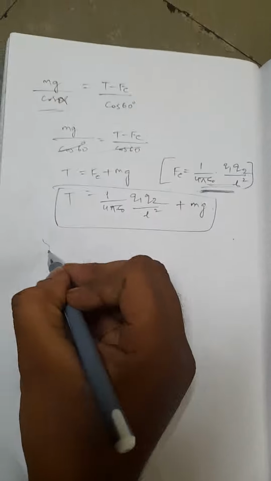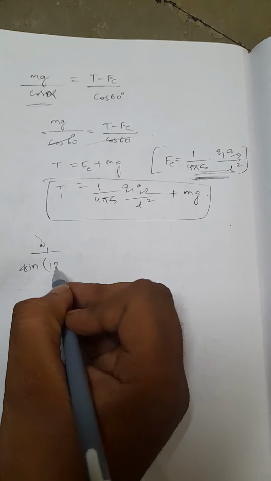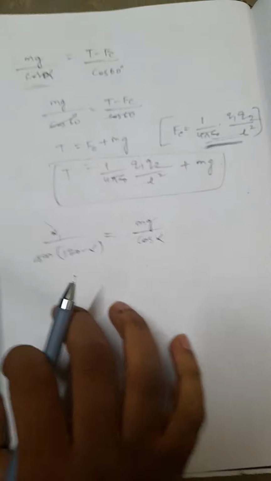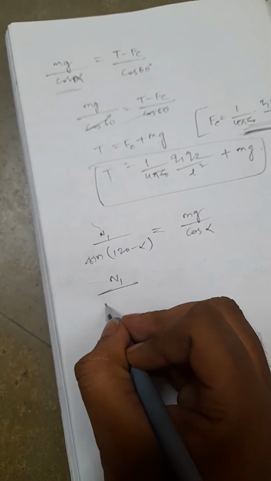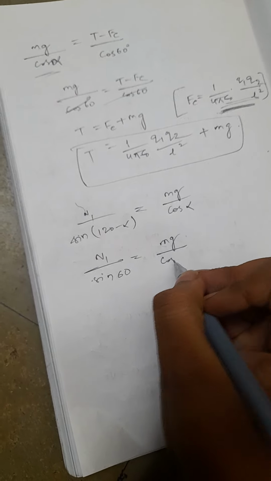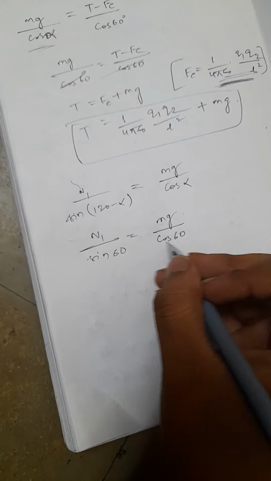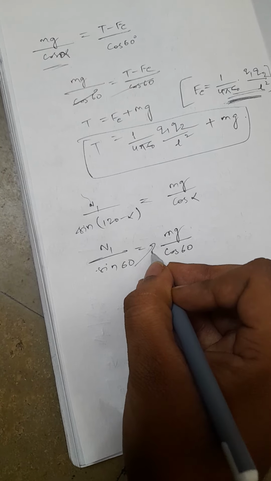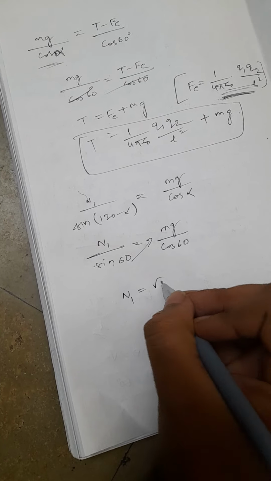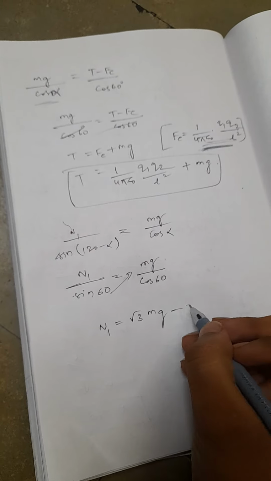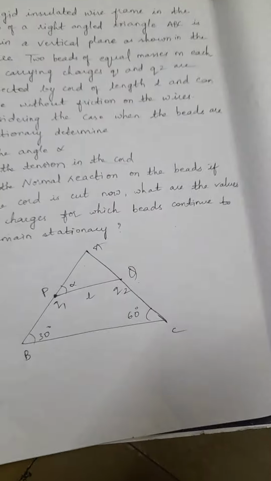n1 by sin 120 minus alpha is equal to mg by cos alpha. So n1 by sin 120, alpha is 60, so it will become sin 60, is equal to mg by cos 60. So sin 60 is root 3 by 2, cos 60 is 1 by 2. 2 will get cancelled. This root 3 will go here, so we can write n1 is equal to root 3 into mg. Okay, so let this be equation number 3.